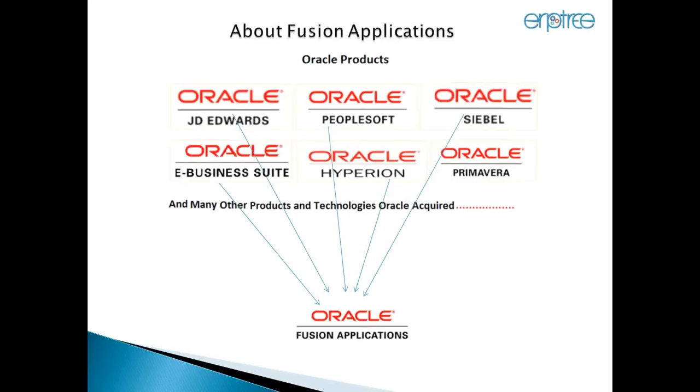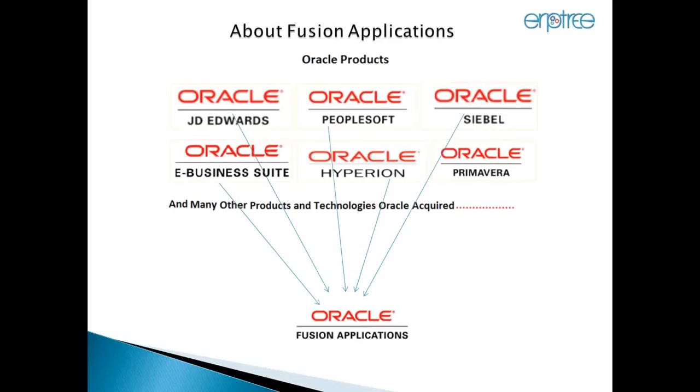Not only ERP products, Oracle also acquired many other technologies. More than applications, they acquired different technologies that come under server or cloud computing. So many products under technologies were acquired by Oracle. By using all these best products they acquired, they built an application called Oracle Fusion applications.